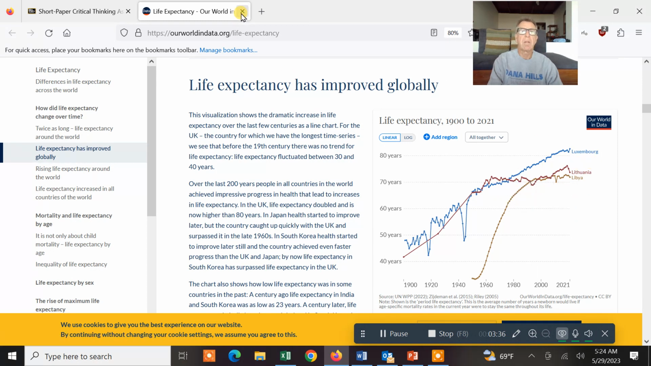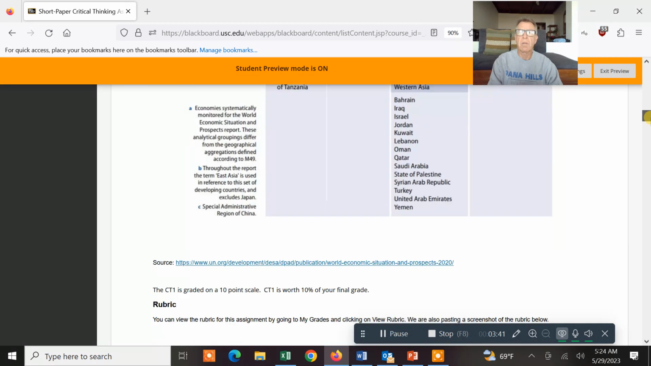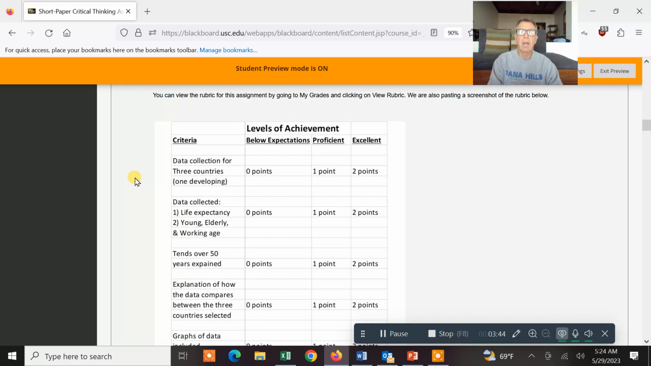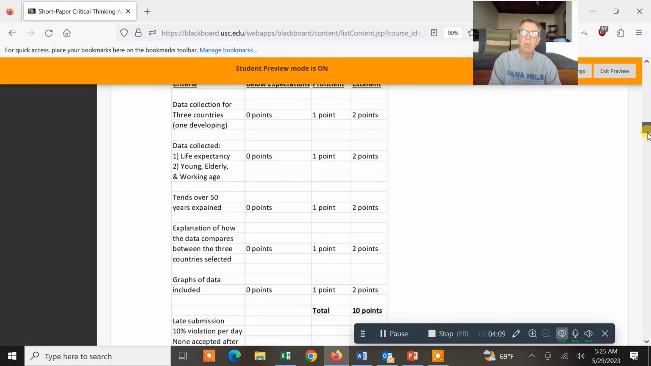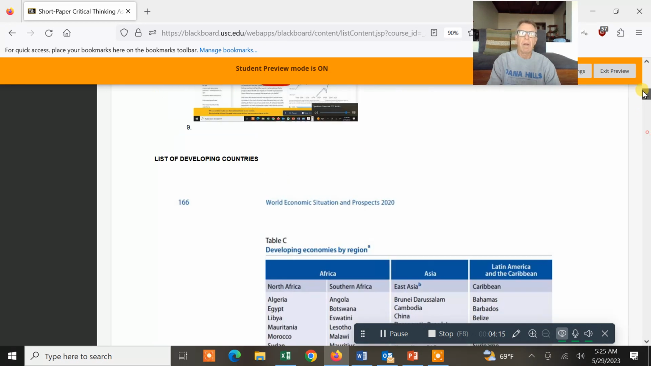All right, that's that. Do follow the rubric. You come down here and it tells you exactly what we're looking at: data collection for 3 countries, data collected for life expectancy, and then the makeup of the dependents, the elderly, the young, and the working age. Then trends over 50 years of analysis. So how have things changed? And why do the countries differ based on whether or not they're developed?